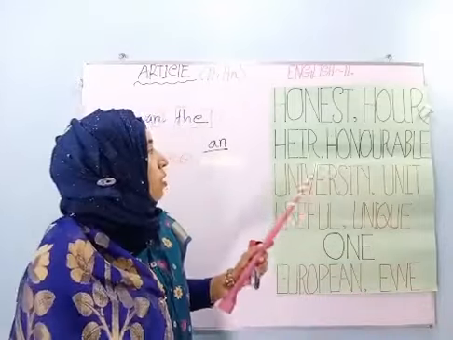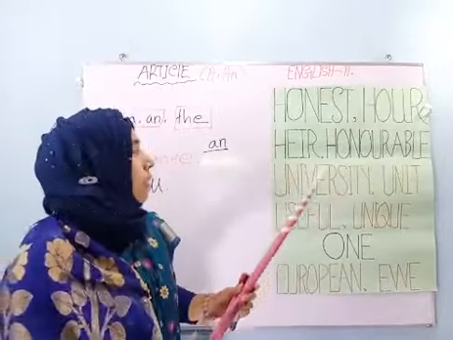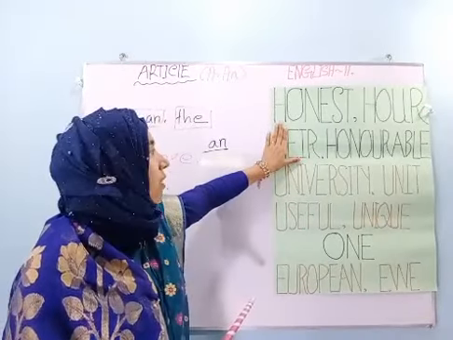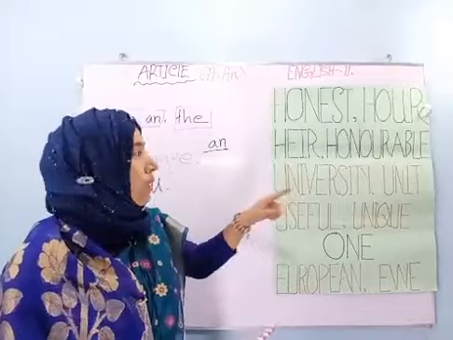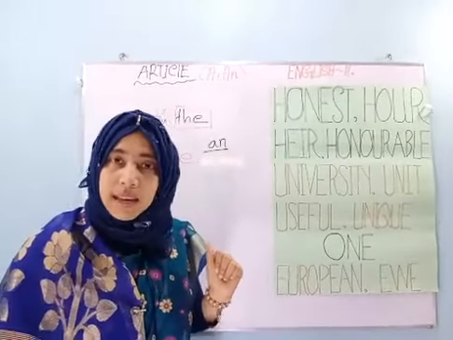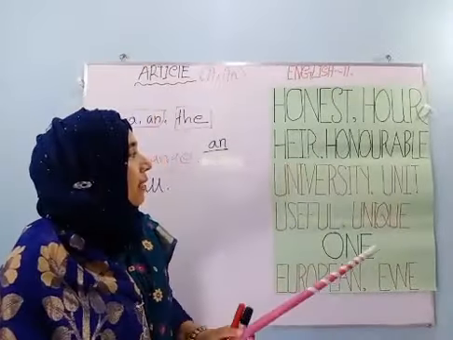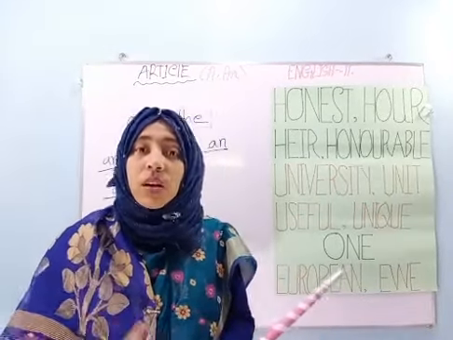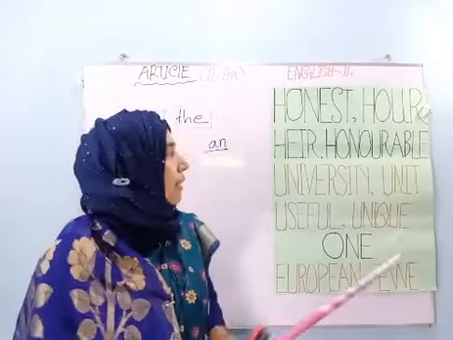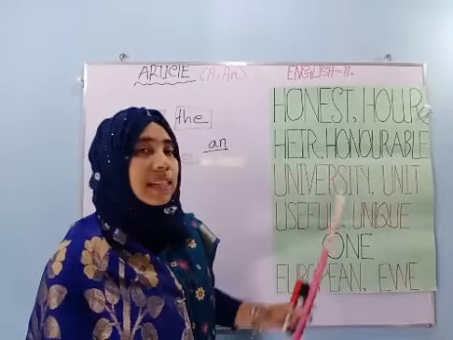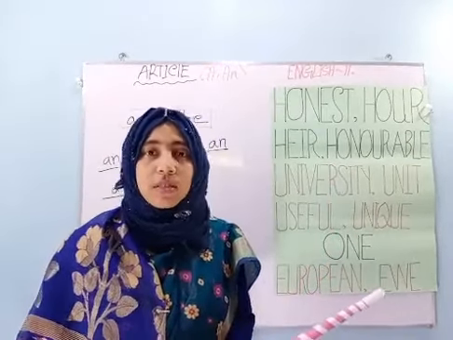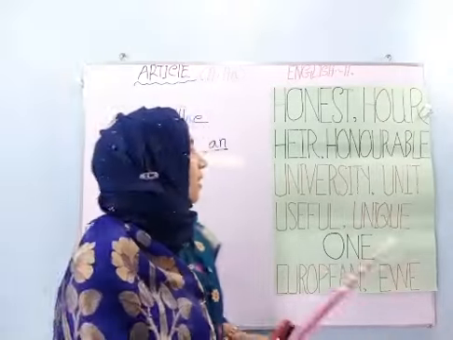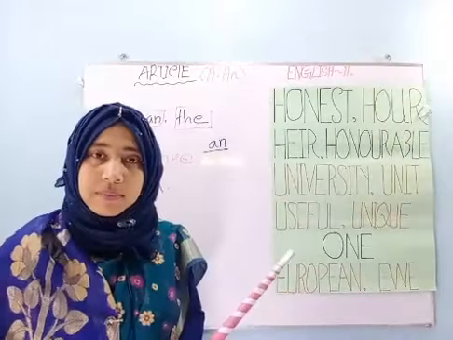Okay, so before heir, because you see here H is also silent in pronunciation, this is heir, and before heir you will use an. And then you see honorable, that means who is very respected, and you also see the first letter is H, which is a consonant, but the sound is a vowel here. So you have to use here the article an again.